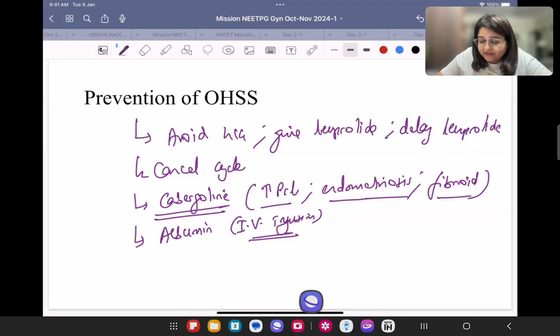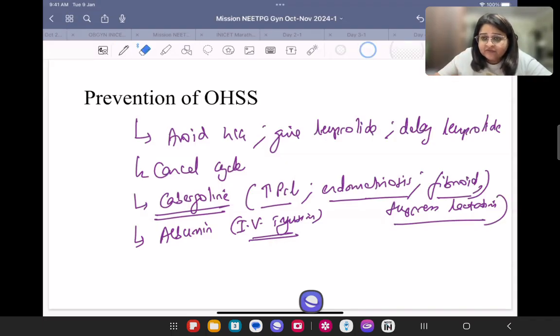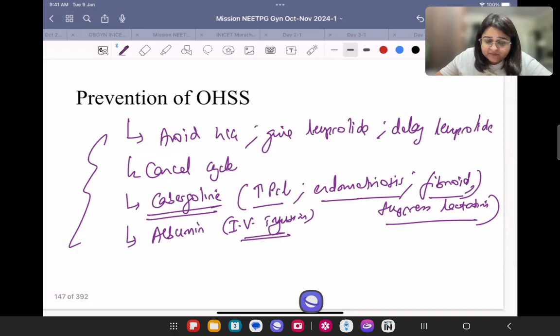Correct, Shubham. So I'll write what Shubham has given, one more indication of using cabergoline. That is if you want to suppress lactation. Okay, a patient who's had an intrauterine death, you don't want her to have breast milk, so it's given to suppress lactation. Okay, so these are ways to prevent ovarian hyperstimulation syndrome.